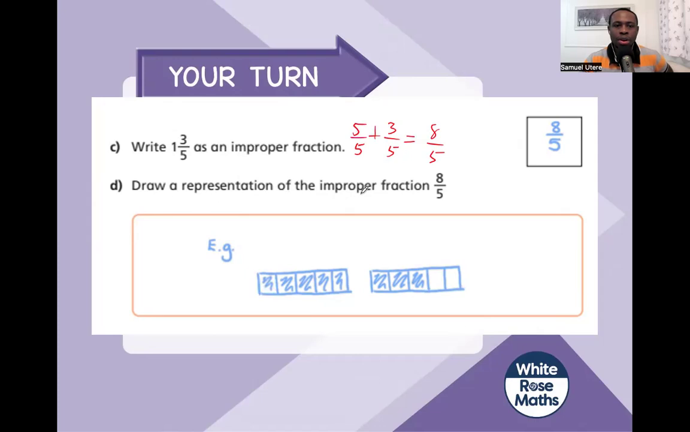Next, you're asked to draw a representation of the improper fraction 8/5. Looking at the mixed number, you have to have parts that are split into 5 equal parts. The denominator tells you the number of parts to split it into. And then you're going to have another group of 5, because you won't have enough to represent the 8. So you shade the whole of the 5, and then you shade 3 more to make the 8 out of the next group of 5.